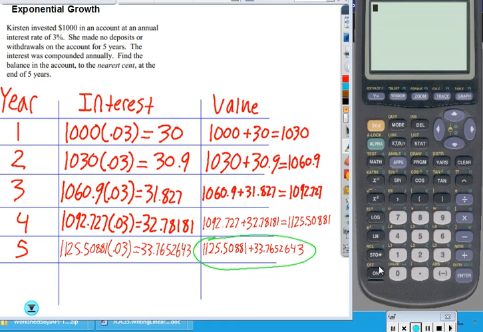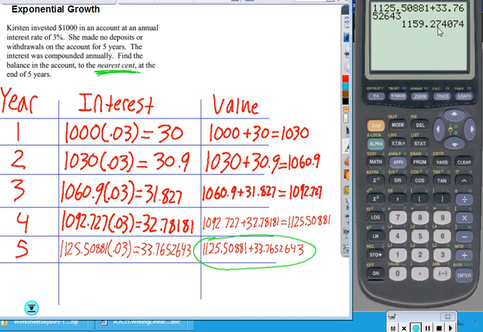So we type in, and we get 1,159.274074. Now, since we are at the 5th year, this is when we will finally round our answer. When we look back at the problem, it's telling us to round it to the nearest cent. So let's see. It looks like we have 27 cents here. So we need to make the decision. Do we leave it as 27 cents, or should we round it up to 28 cents?